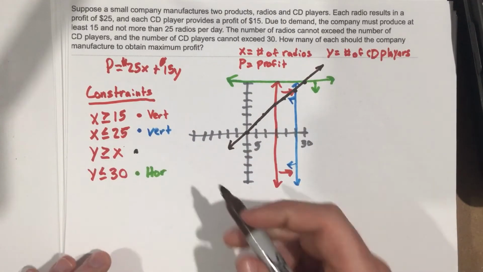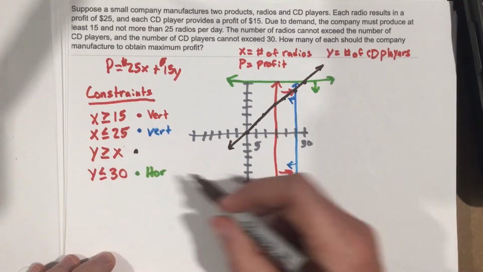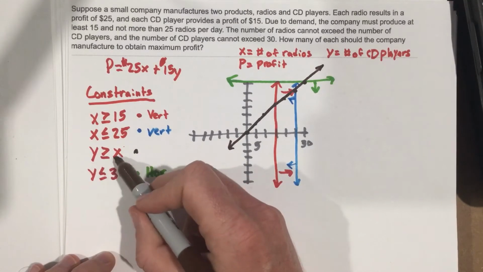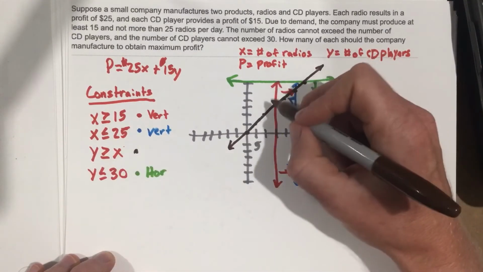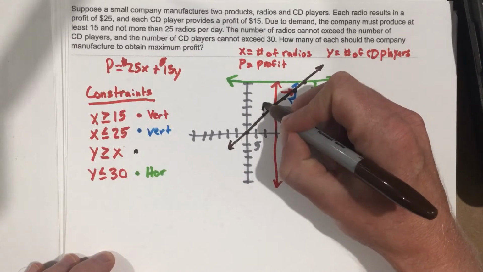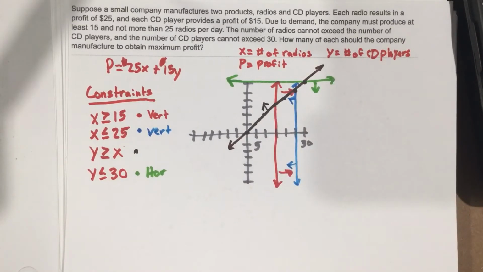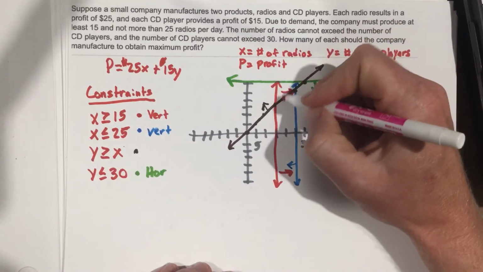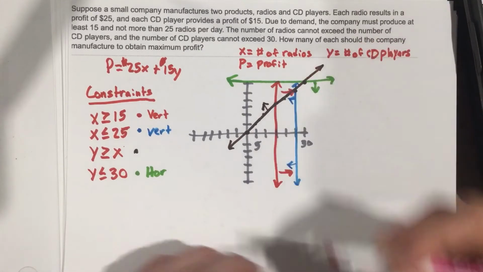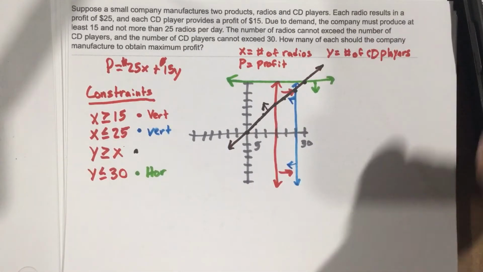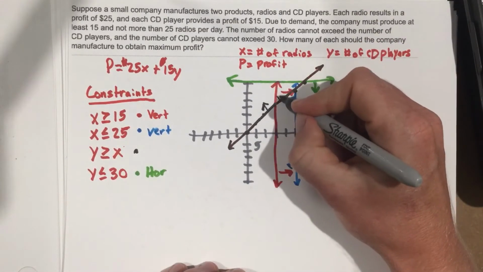We could check 0, 0, but we're going through 0, 0. But y greater than or equal to x, that's above the line. We've seen that numerous times, so we're shading this direction. So our solutions lie right in this area. We'll do it in black. These are the solutions in here.